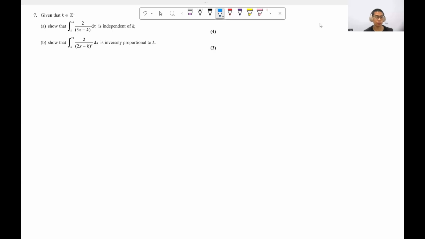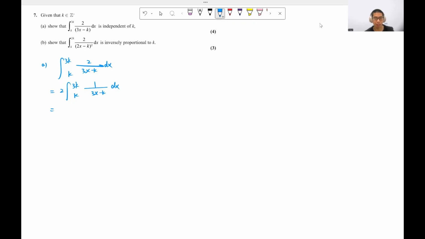Okay, let's have a look at question 7. Given that k is a positive integer, show that this integral is independent of k. So the integral from k to 3k of 2 over 3x minus k dx. First I will just take 2 outside. So that'll be 2 times the integral from k to 3k of 1 over 3x minus k dx. And then this is a fraction, and the denominator is just a linear expression.